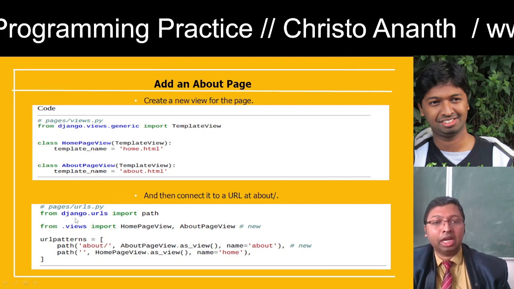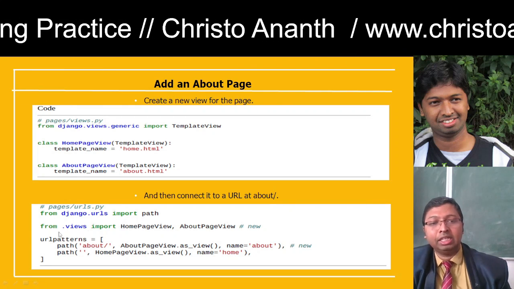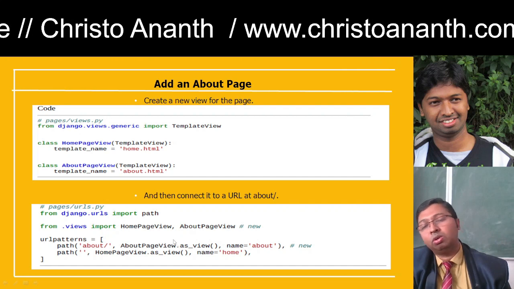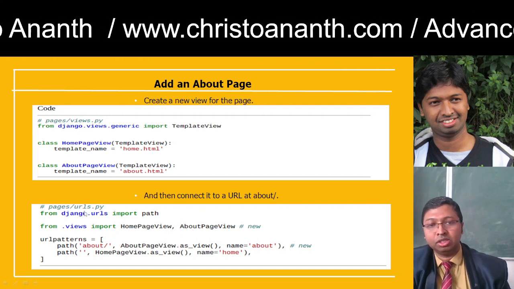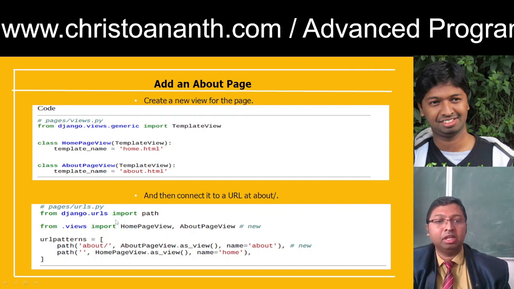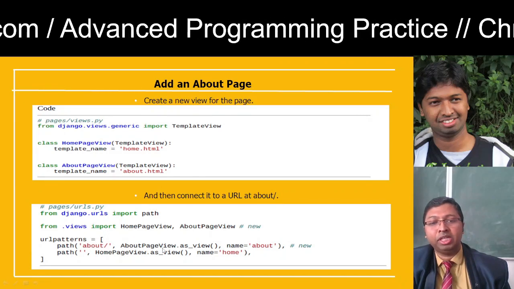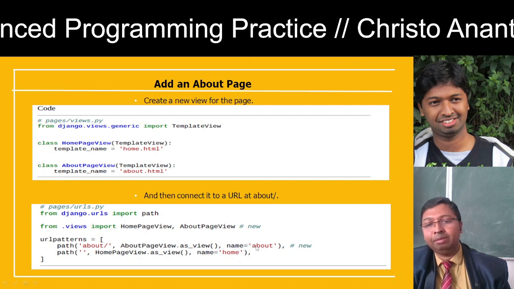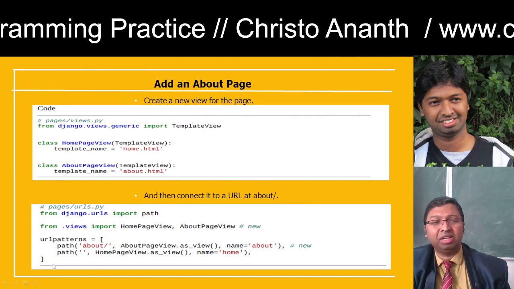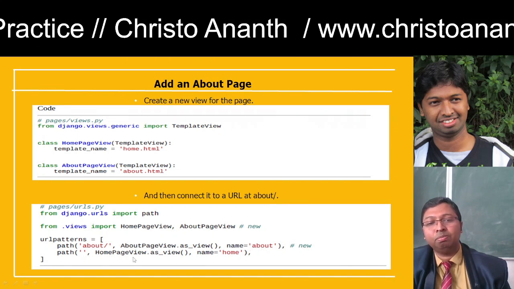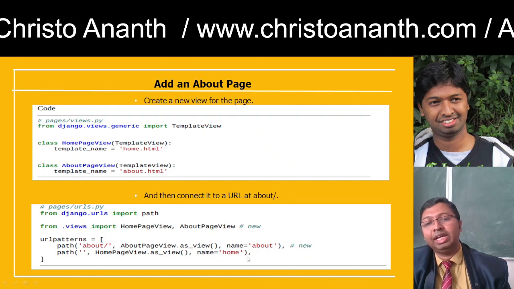pages/urls.py, from django.urls import path, and then from .views import the home page view as well as about page view. So this is the line you are going to add. So you'll have urlpatterns, path about, about page view dot as_view, name equal to about. So this is the line we are going to have, and then path, home page view dot as_view, name equal to home.